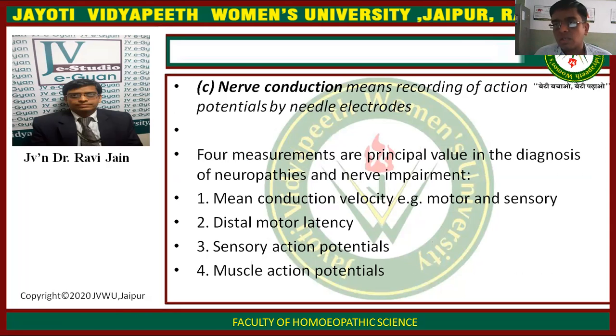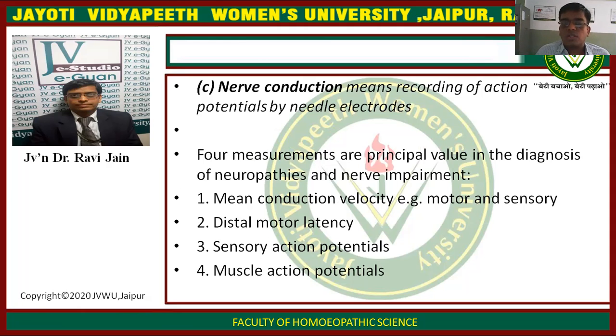The third test is basically the nerve conduction study. Nerve conduction means recording of the action potential by needle electrodes. Four measurements are of principal value in the diagnosis of neuropathies and nerve impairment. Number one, we have mean conduction velocity, that is motor or sensory. Second is distal motor latency. Third is the sensory action potential. And the fourth is the muscle action potential.